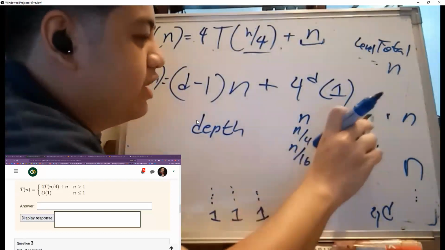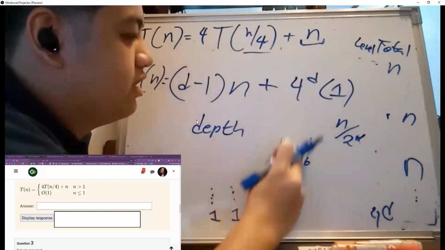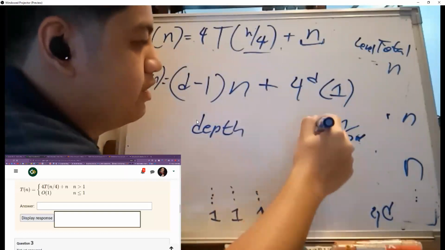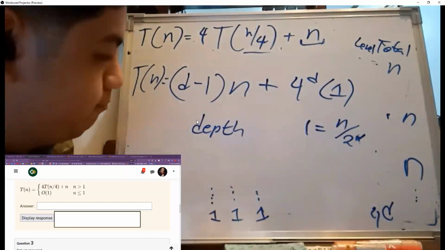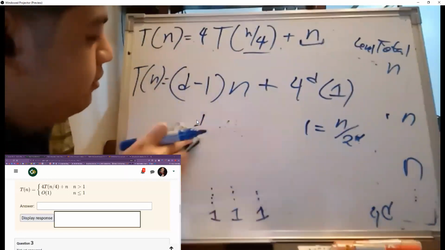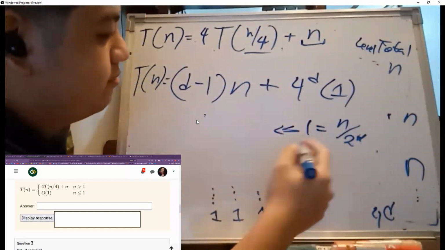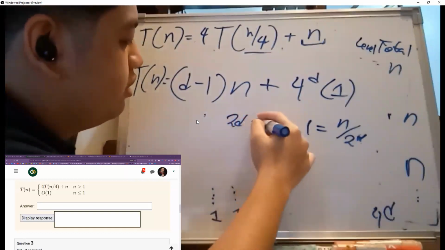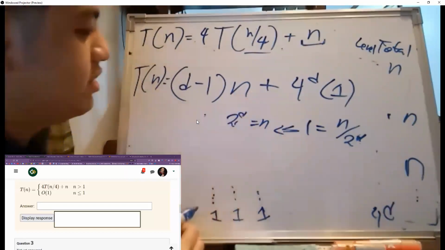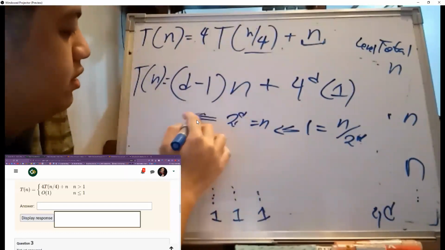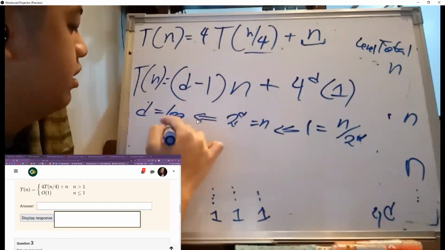So, ang ating 2 to the depth ay equal kay 1 din. And then, simplifying this, 2 to the d equals n. So 2 to the d equals n, and then d is equal to log n.